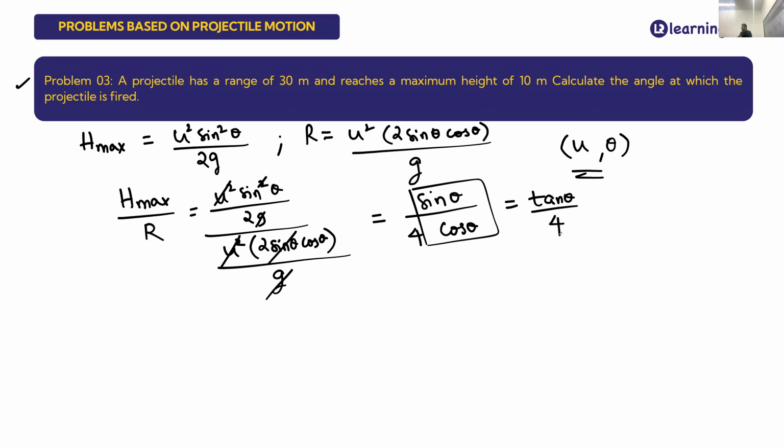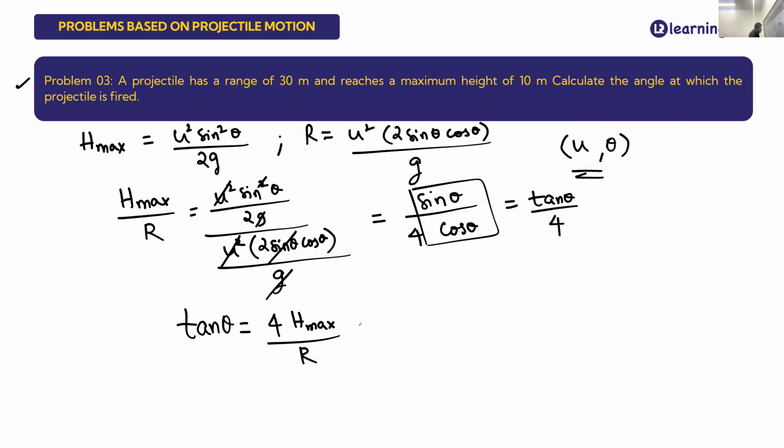Remember, in whichever question maximum height and range is given, we can think of this particular expression. So here the answer is tan theta is equal to, I'll bring this 4 this side, it will become 4 times H max divided by R. This can be asked as a question in your MCQ also. If at all they ask, you can remember this expression directly. So what is it? Tan theta is equal to 4 times the maximum height divided by range.